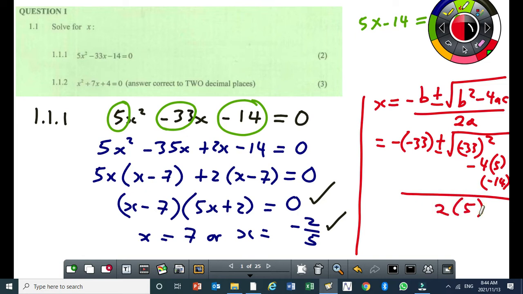Right. Can someone just help me then? What is 33 squared? 1089. Then can you multiply 4 times 5 times 14? 280. Now if you get the sum, what do you get? The final square.